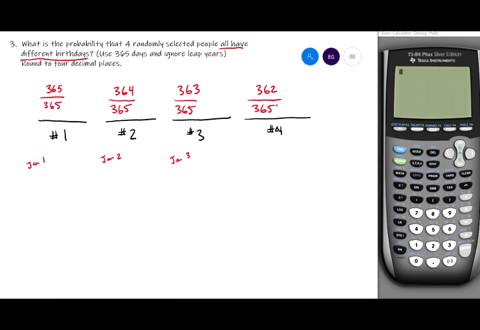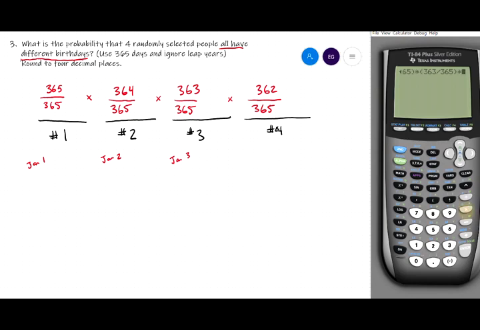And for this sequence of four events to happen, when we're looking at the probability, we're using the multiplication rule. So let's come over here to the calculator. 365 over 365 is 1, so we don't need to say 1 times. Just start with 364 over 365. That's the probability that person 2 doesn't share a birthday with person 1, times 363 over 365. That's the probability that person 3 doesn't share a birthday with persons 1 or 2.